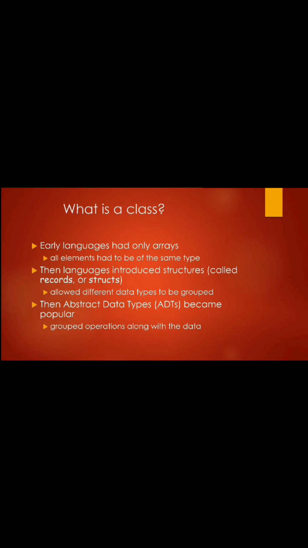Early languages had only arrays, in which all the elements had to be the same type. Then languages introduced structures, called records, that allow different data types to be grouped. Then abstract data types became popular. So a class in Java is a template used to create objects and to define other data types and methods. Classes are categories, and objects are items within each category. So all class objects should have the basic class procedures.